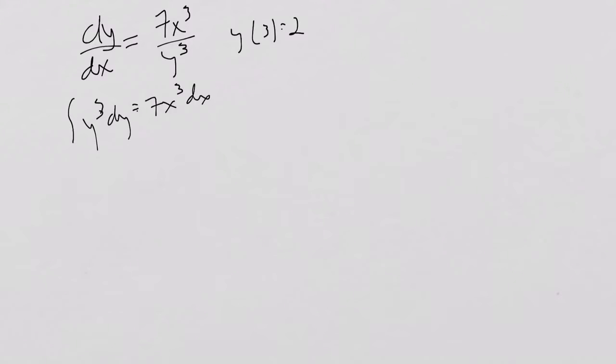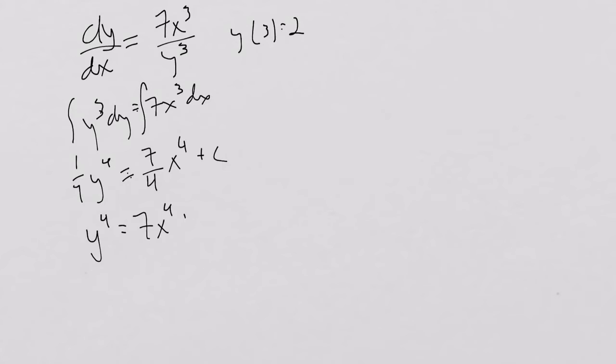So I'm going to integrate. I get y to the fourth with a 1/4 out front equals 7 over 4 x to the fourth, and then I'll put my plus c on this side. I'm going to multiply by 4 everywhere because I don't like the fractions, and I can deal with this easier if I do that. So I'm going to get y to the fourth equals 7x to the fourth plus 4c.